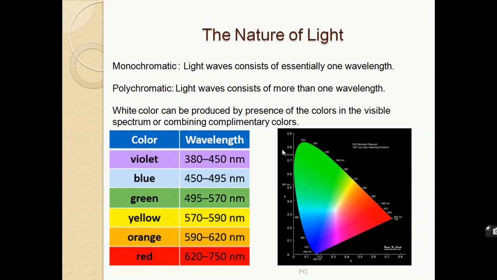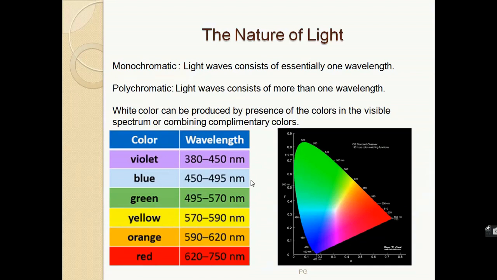Like here we see in the chromaticity diagram, there are three primary colors: green, red and blue. If we mix green with red, we get yellow. So like this, if we mix two colors, we can get a new color. The new color we perceive as a monochromatic light, but it is not monochromatic in actual. It is composed of two differently colored wavelengths.